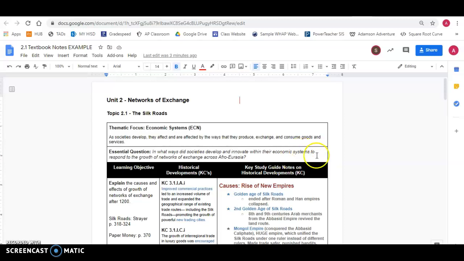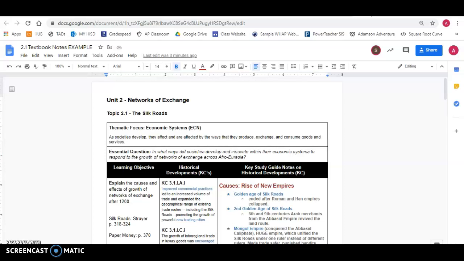So the first thing I do when I go to make notes is, number one, I go through the book and the section, and when we're looking at 2.1, I look at all of the titles in the reading just to see where the section is going. So when I'm looking at 2.1, I can see that it says causes of growth of exchange networks, and then I can see the causes because those are sub titles. The different causes are rise of new empires and improvements in transportation technologies. So I know those are going to be my two different causes.